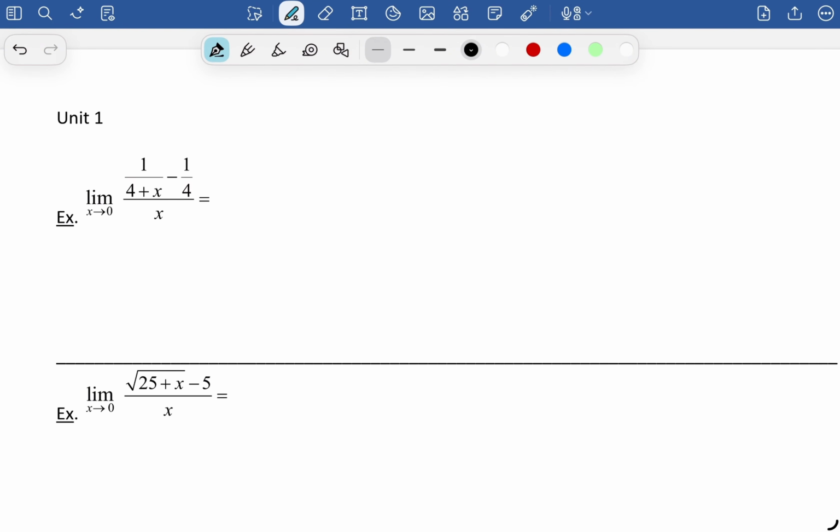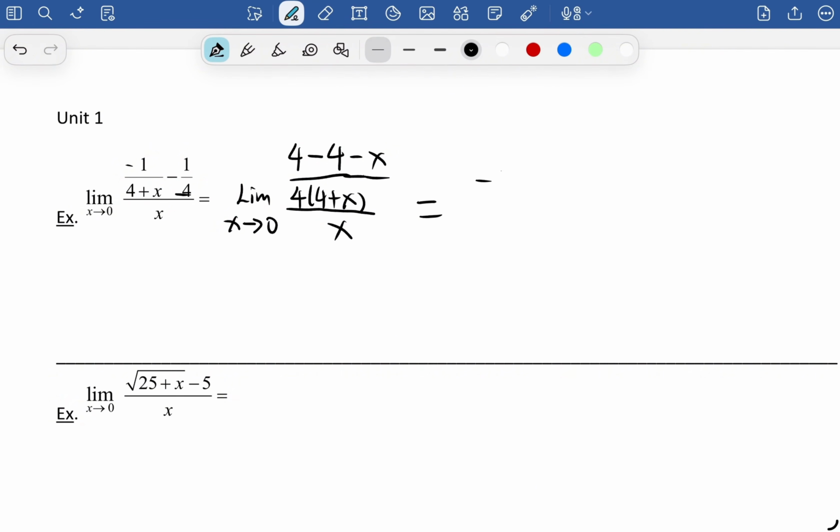What's this one? We talked about it in the first video. We can combine these two fractions into one. So we have the limit as x approaches 0. The numerator is going to be 4 minus 4 plus x. We're missing a 4 on this side, and a 4 plus x on this side. So it's basically 4 minus (4 plus x) over x. We can simplify a little more.